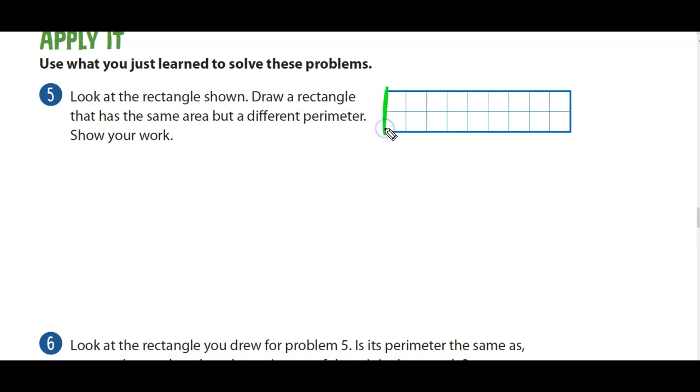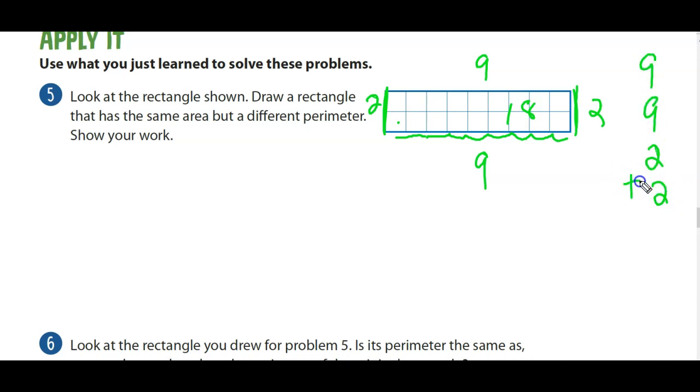There's 2 here. There's 2 here, and there's 1, 2, 3, 4, 5, 6, 7, 8, 9. There's 9 on the bottom, 9 on the top. Okay. So the area is 9 times 2 is 18. Okay. That's the area. The perimeter is 9 plus 9 is 18, plus 2 more is 20, plus 2 more is 22. So 9 plus 9 plus 2 plus 2. Okay. Obviously 9 plus 2 is 11. 9 plus 2 is also 11, and 11 plus 11 is 22.